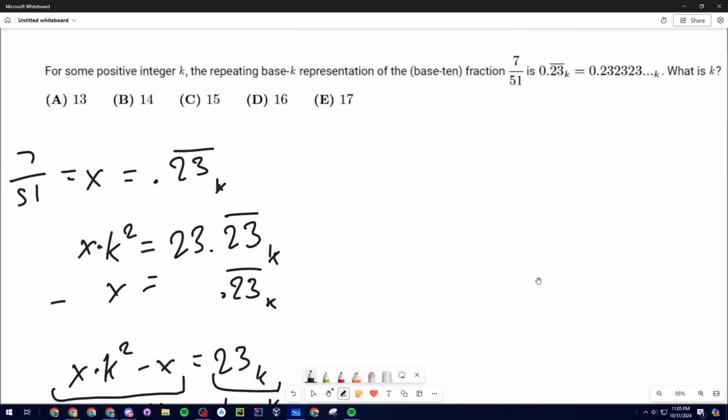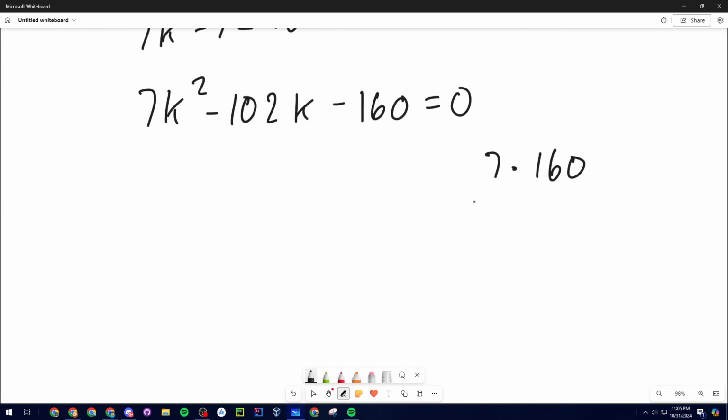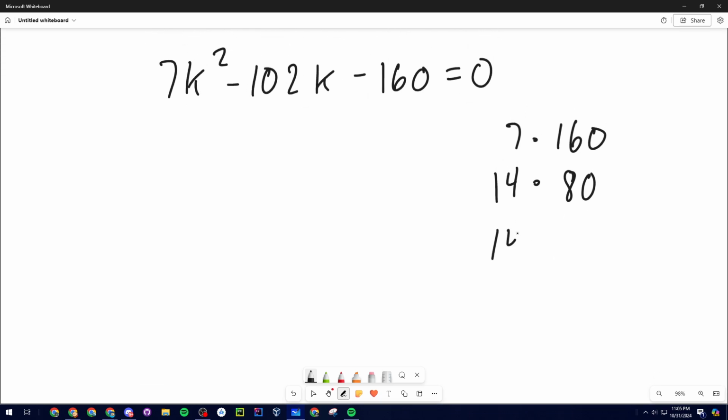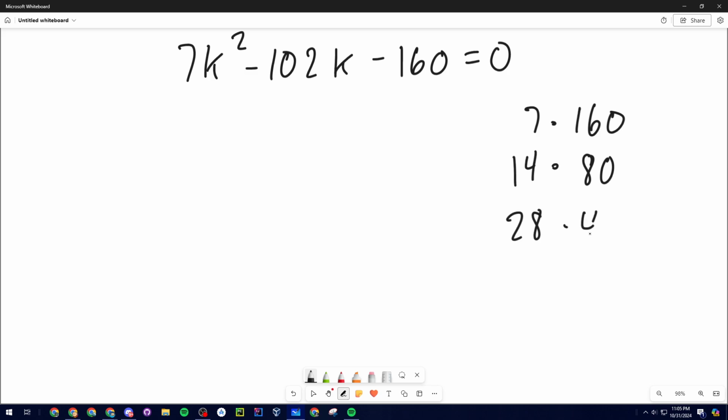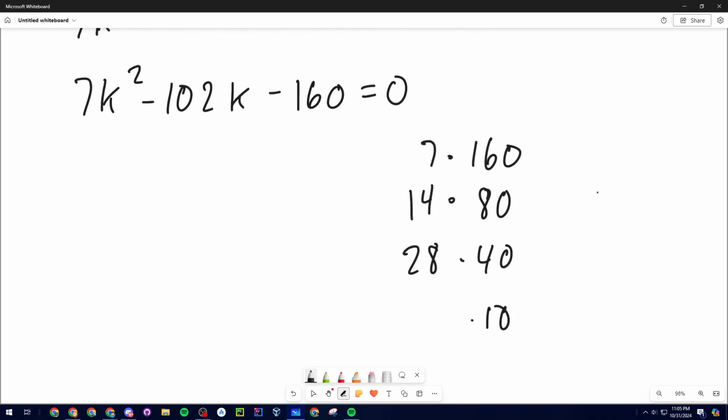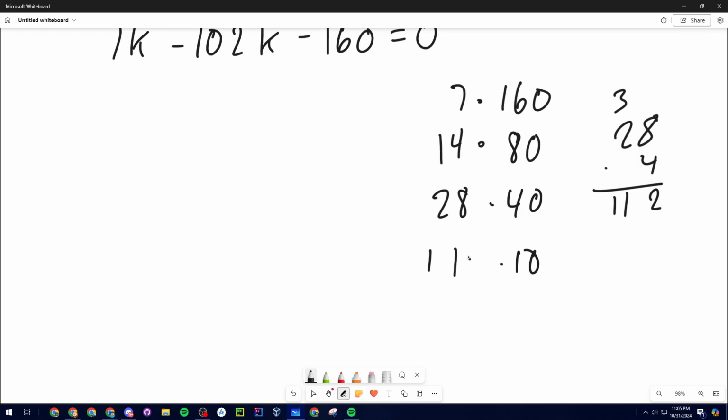What you can also do is look at the answer choices. 14 is an answer choice, so we can try that, but 14 times 80 does not subtract to what we want. 140 times 8 does not either. This is the part I hate about problems like these. 28 times 4 is... wait, I cannot do math right now. Okay, yeah, 112.